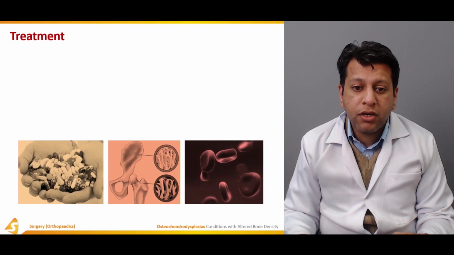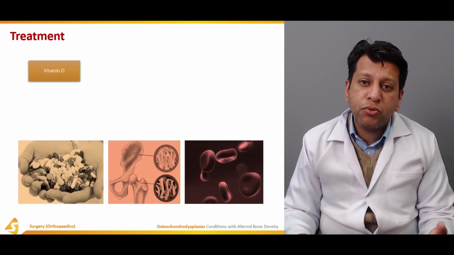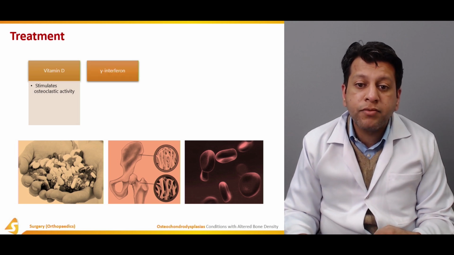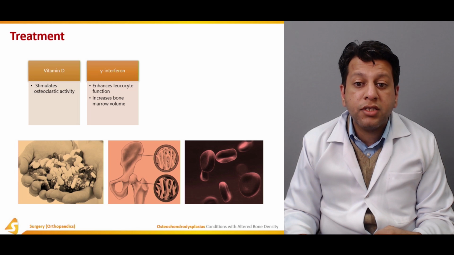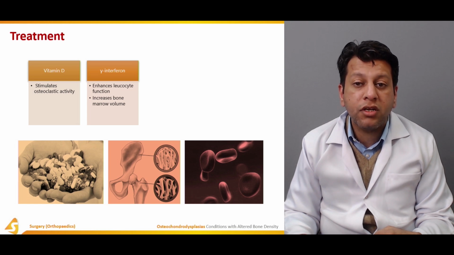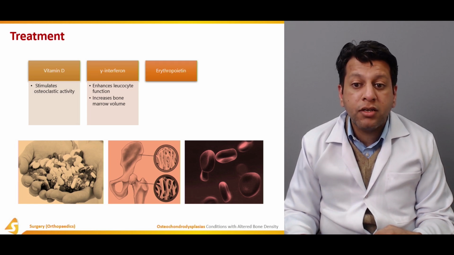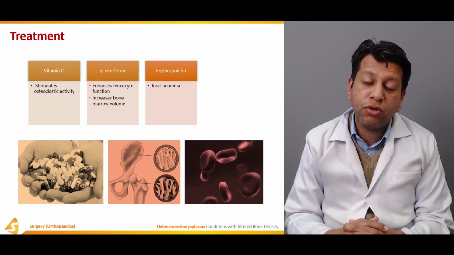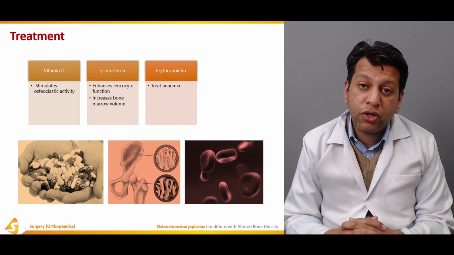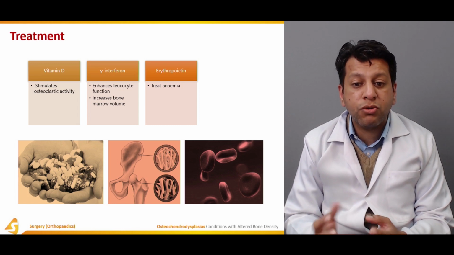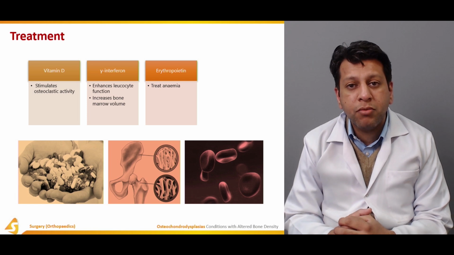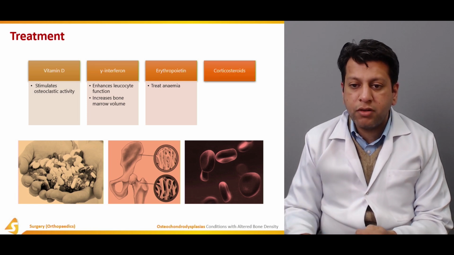Coming to the treatment, the first and foremost is giving them vitamin D, which stimulates osteoclastic activity. Gamma interferon enhances leukocyte function and increases bone marrow volume. Then erythropoietin is usually given to treat anemia, because as they do not have enough bone marrow for erythropoiesis, they are usually associated with anemia. So anemia can be corrected by giving them recombinant erythropoietin.